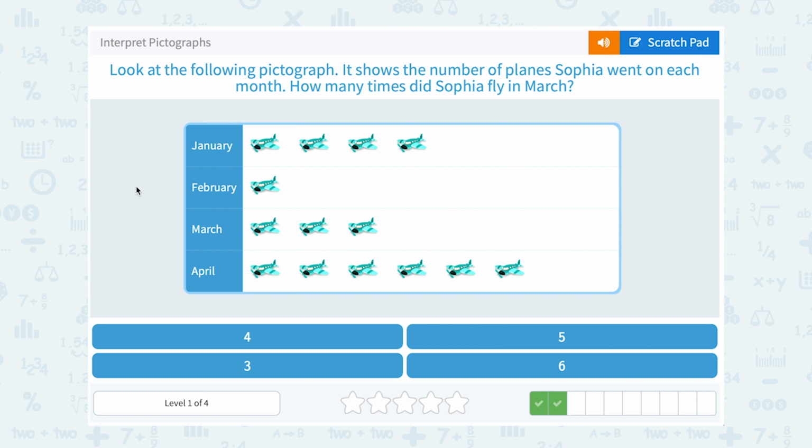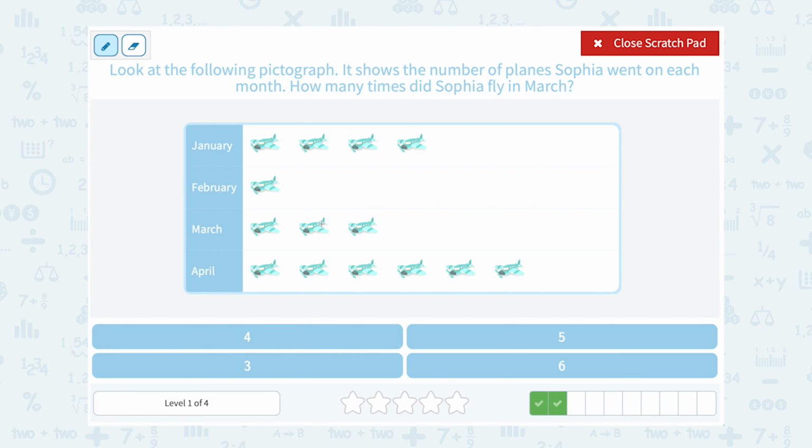Look at the following pictograph. It shows the number of planes Sophia went on each month. How many times did Sophia fly in March? Okay, well, Sophia must fly an awful lot, but each plane would represent one time that she flew. So in the month of March, I'm going to look at the March row. I see 3 planes, so that means she would have flown 3 times.